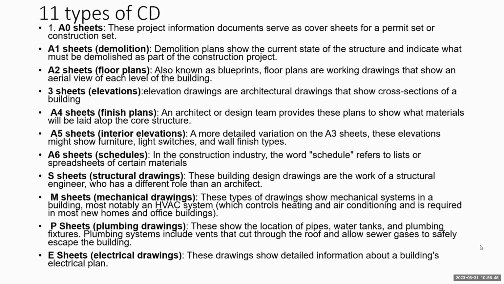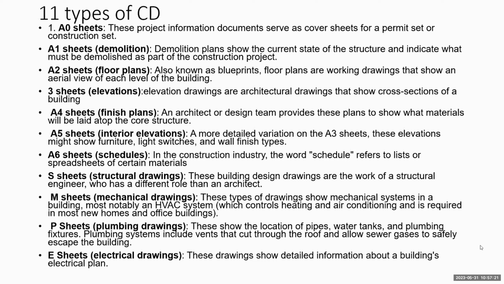A2, also known as blueprints or floor plans, are working drawings that show an aerial view of each level of the building. A3 sheets, elevation. Elevation drawings are architecture drawings that show a cross-section of a building. A4: an architecture or design team provides these plans to show what materials will be layered atop the core structure. A5, a more detailed variation of A3 sheets. This elevation might show furniture, light switches, and wall finish type.